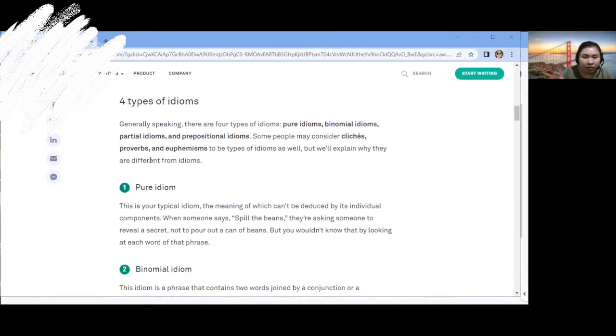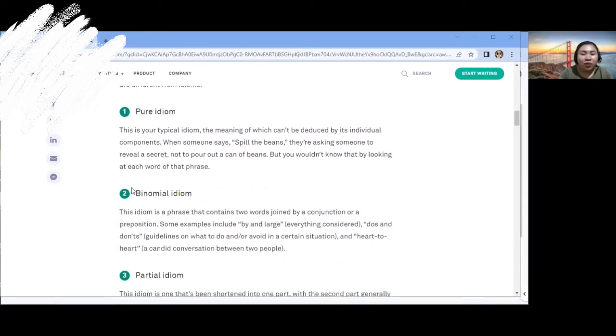What is a pure idiom? This is your typical idiom, the meaning of which can't be deduced from its individual components. When someone says, spill the beans, they mean they're asking someone to reveal a secret, not to pour out a can of beans. Okay? So here we have binomial idiom.